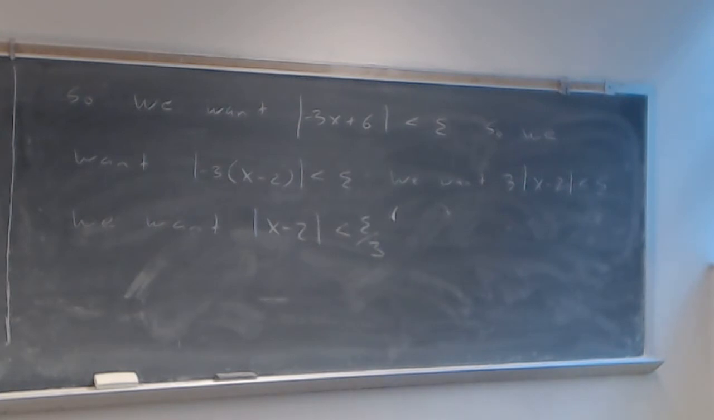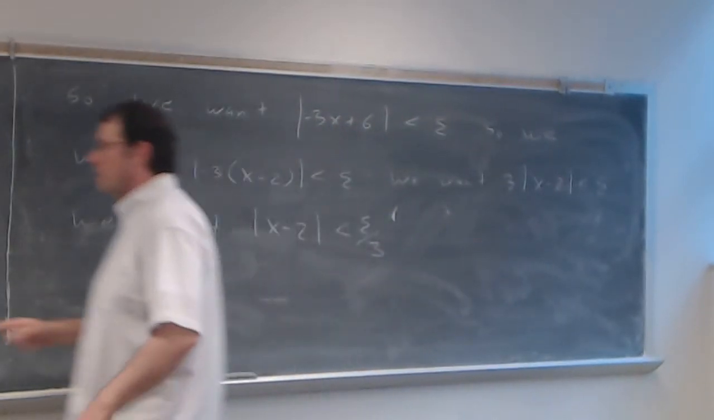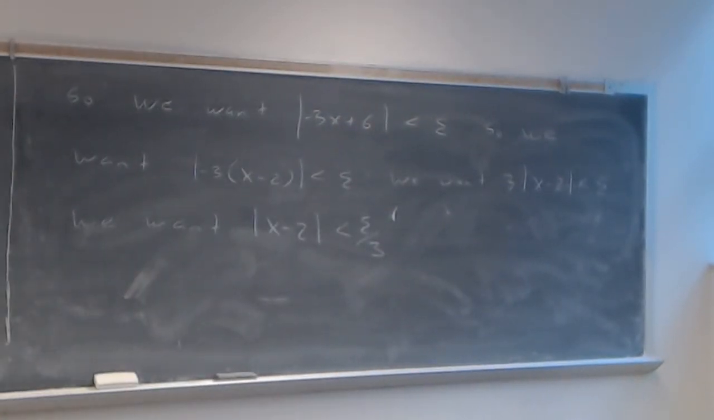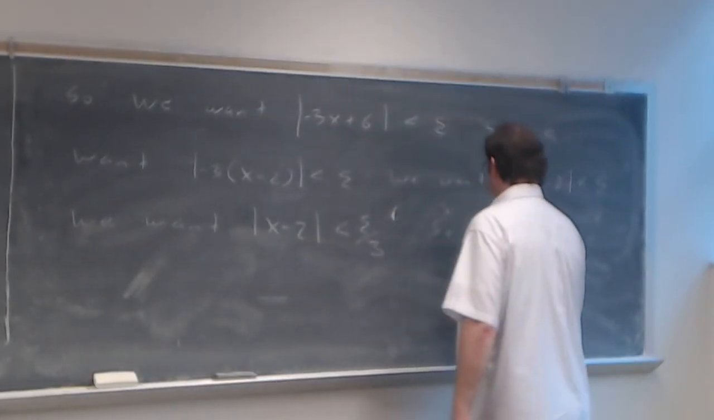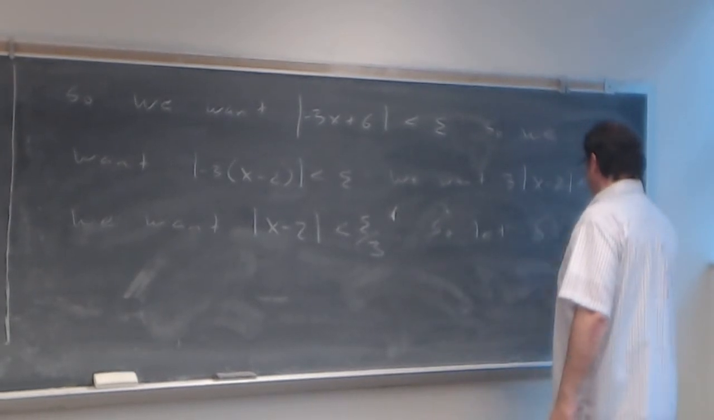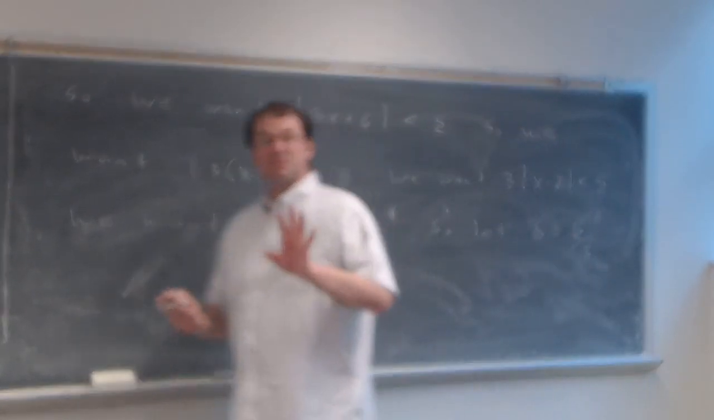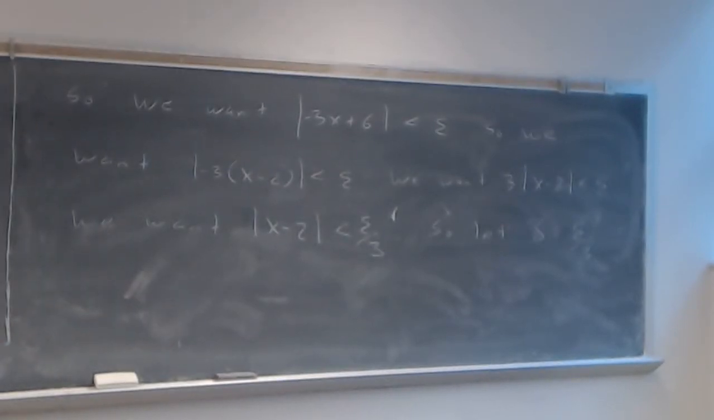Well, the delta I need to pick is sitting right in front of me now. It's really a comparison. Here's what I want: I get to pick the delta to make the absolute value of x minus 2 be less than whatever I want. What do I want the absolute value of x minus 2 to be less than? Not just 3, but epsilon over 3. So let delta be epsilon over 3. That's sufficient for me to give the proof.